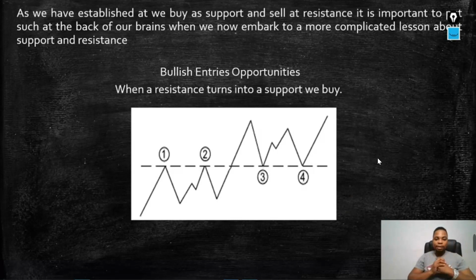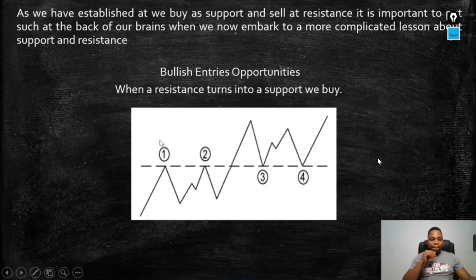When it comes to bullish entry opportunities, where do we find them on support and resistance? When a resistance turns into a support, we buy. As you can see from this position, number one, number two, number three. At number one and number two, we have the so-called resistance level, and the same resistance level turned into a support level at number 3 and number 4.